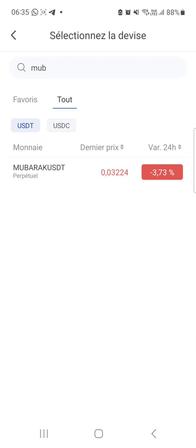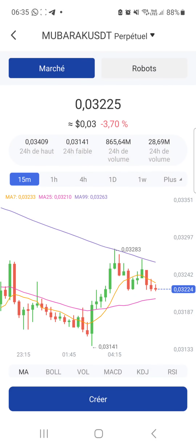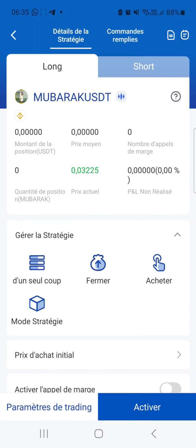You tap on all here. This is all. Then you look for Mubarak. This is the Mubarak. I tap on it. Create. I create here. Then you will see on your interface, on your graphic here, what is called long and short. If the signal says short, then you have to shift it on this place.